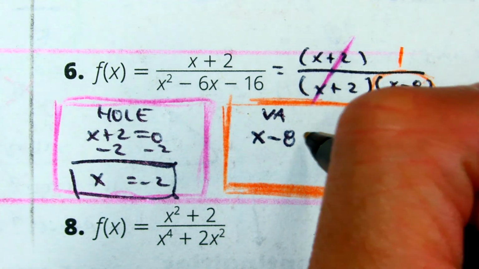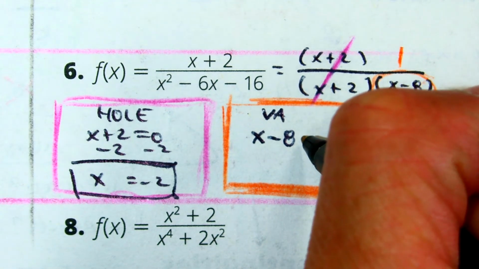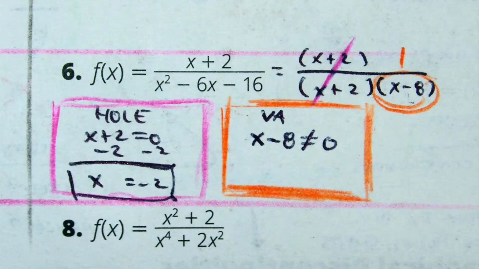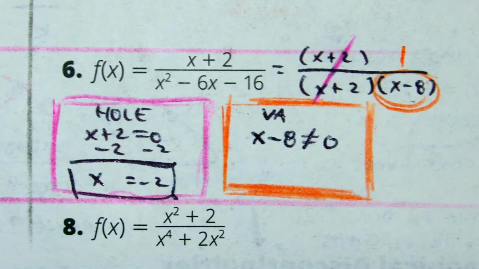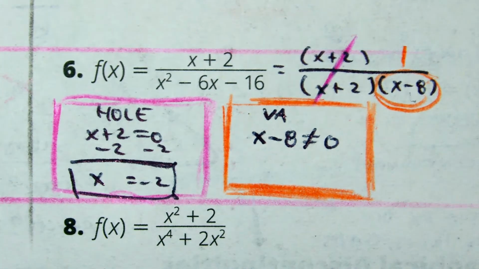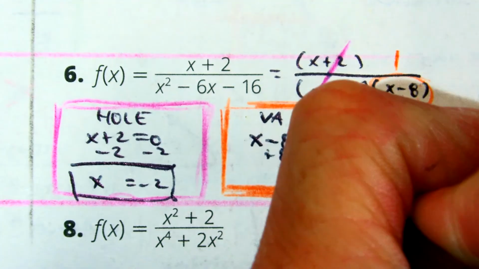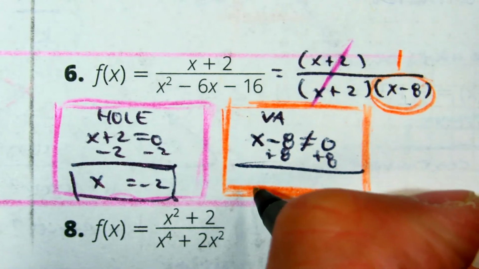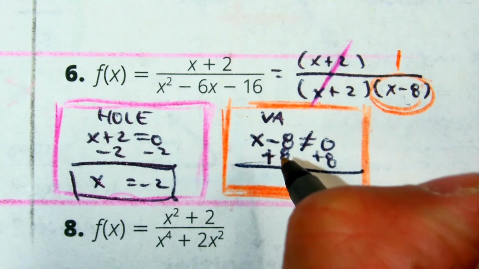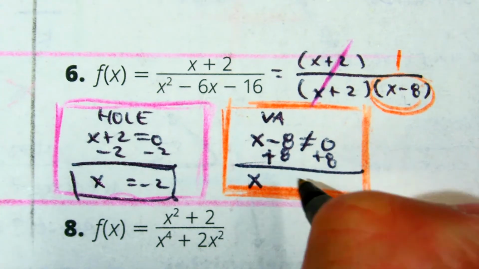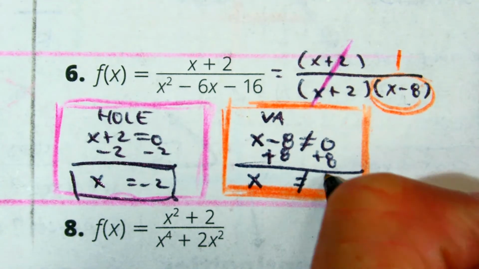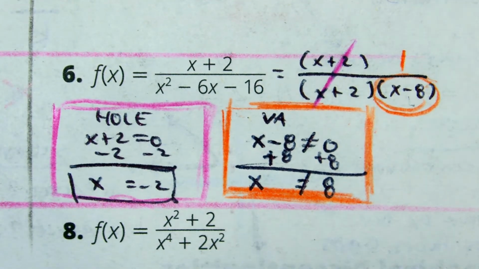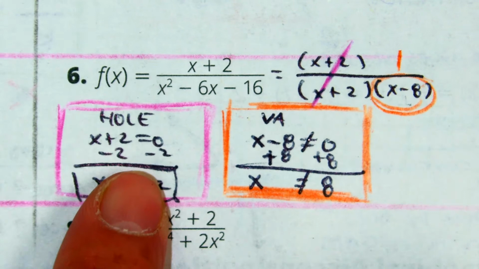And we're setting it what? Not equal to 0. Eric, how do I solve that? What do you get, Eric? Not equal to 8. Raise your hand if you got a vertical asymptote. So in this problem, we have both a removable hole and a vertical asymptote.